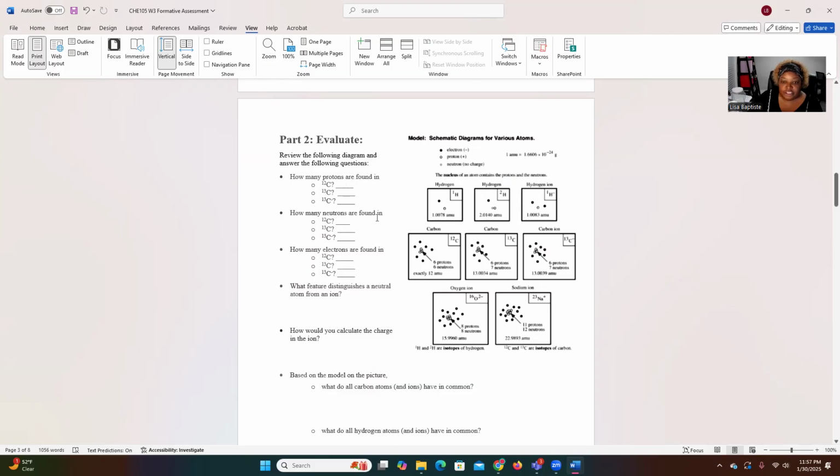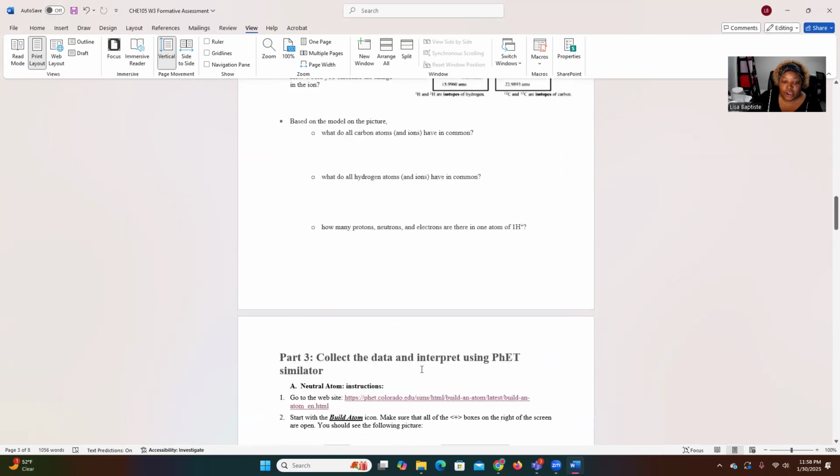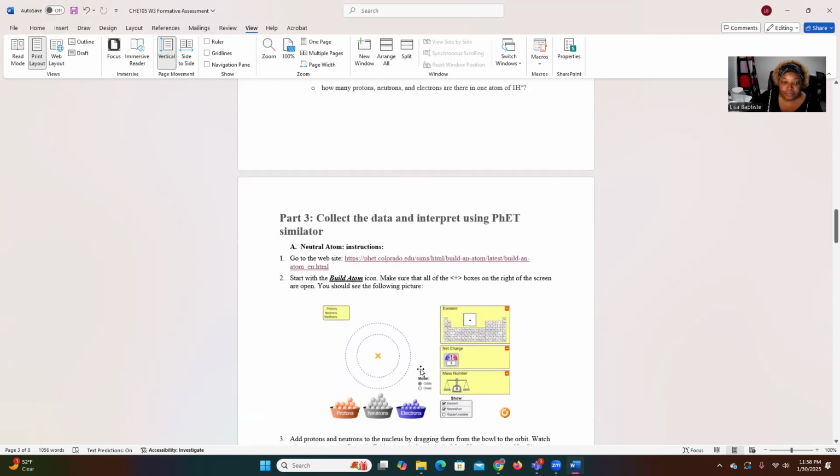To find the neutrons, you're going to take the atomic mass, which is listed at the bottom for each element in the periodic table, and you want to round that to a whole number and then subtract the atomic number. So the mass number minus the atomic number gives you the number of neutrons. Okay. And then you'll answer those questions based on what you've calculated.